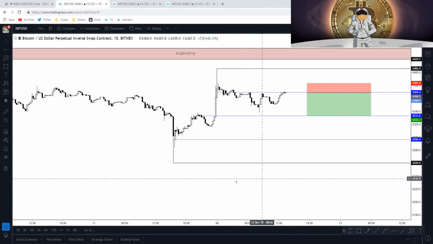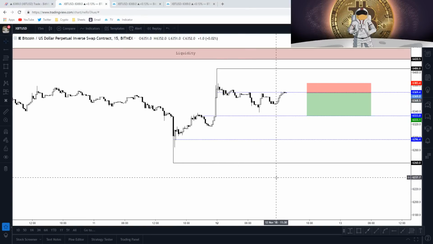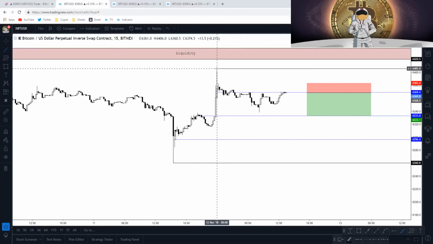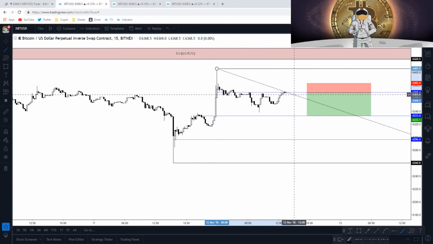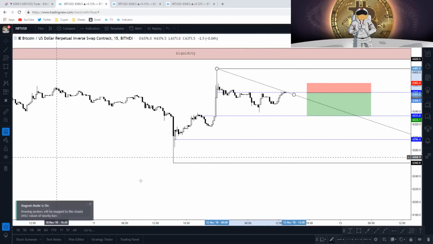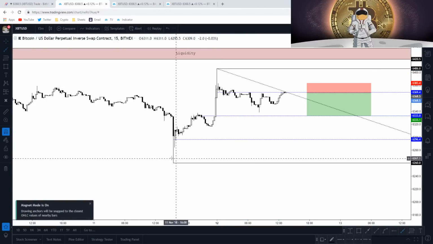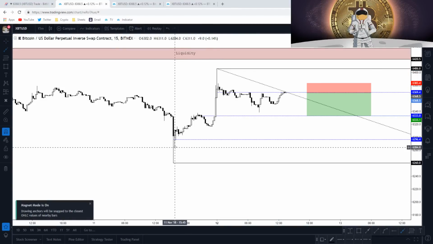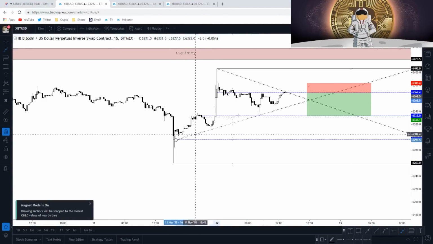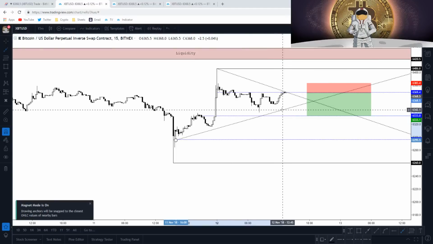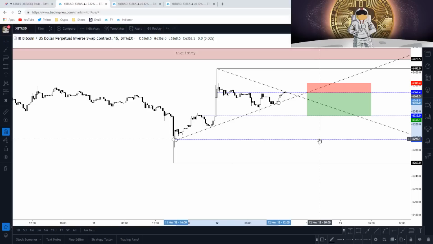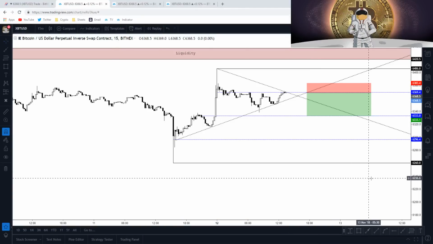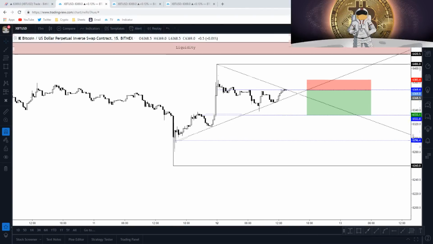Okay, any patterns I see? Any diagonals? Maybe is this one? Let's see. That would not be valid. Is this valid? Yeah, I mean, that looks okay.